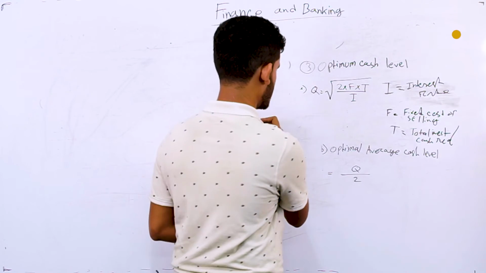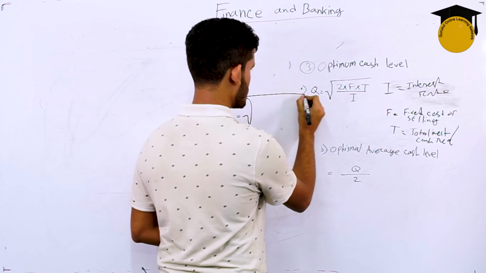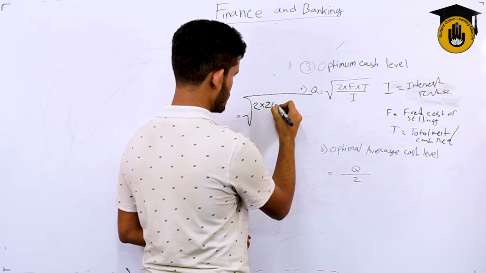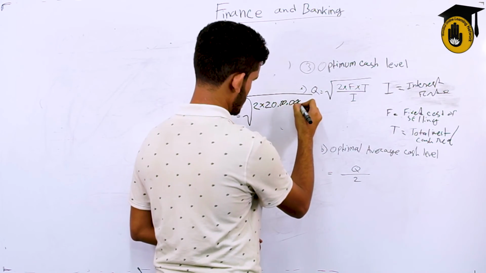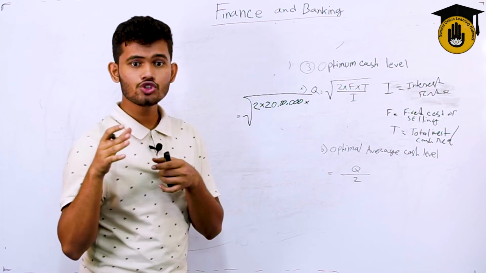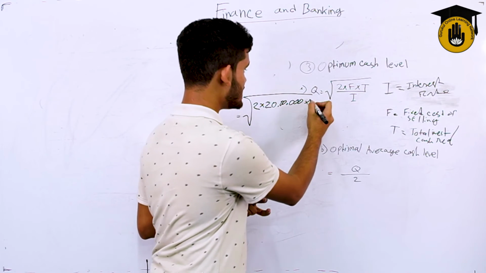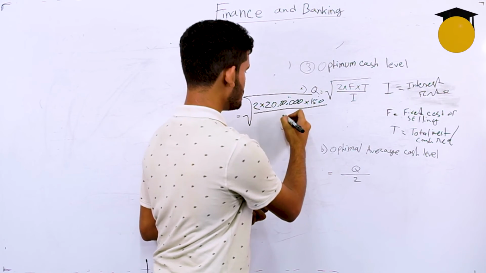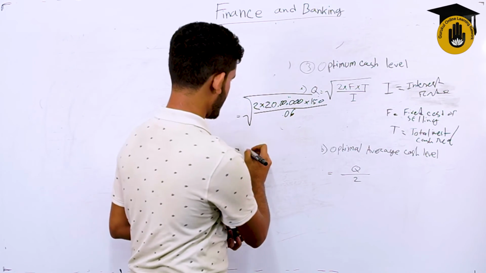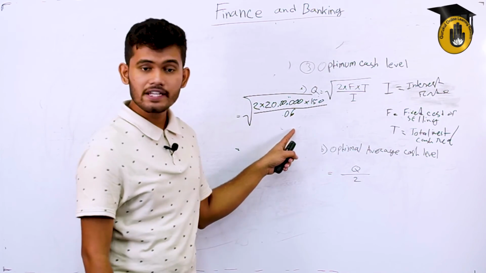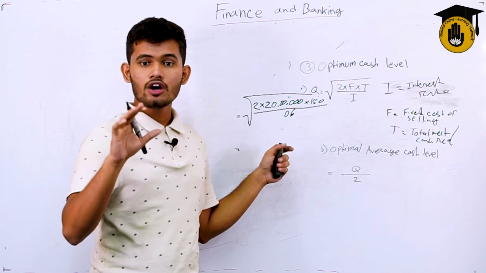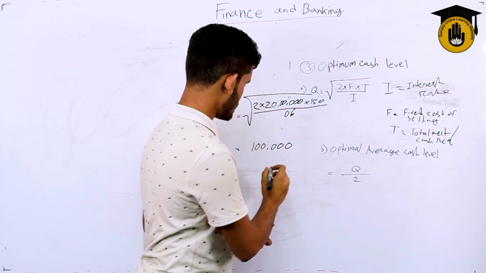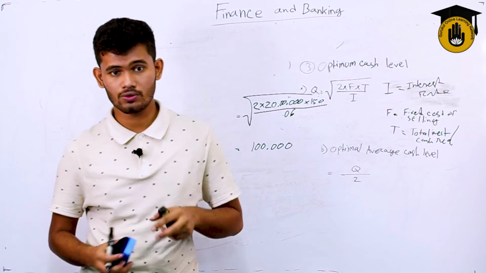So let's put that into the equation. 2 into F into T: T is 2 million and F is 150. I is equal to 0.06. Multiply the upper line, divide by the second, and the root of that will be 100,000. Students can easily work it out on their own. It's nothing to be said.